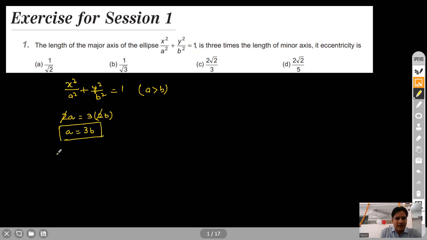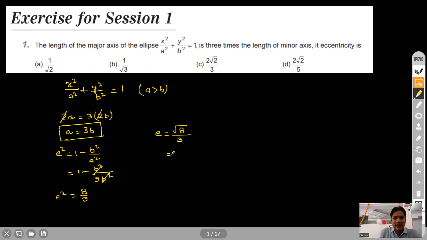And what is our eccentricity? We know that e square is equal to 1 minus b square upon a square. So 1 minus b square upon a square. In place of a square, I can write 9b square. So this b square got cancelled. And we will be left with 9 minus 1, that is 8 upon 9. So this is our e square. Now, what will be e? It will be root 8 upon 3.